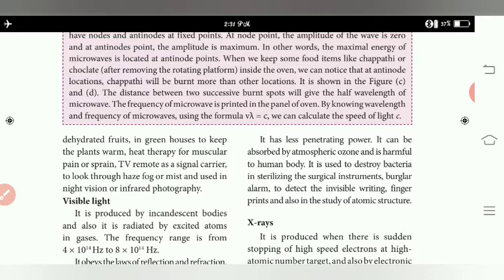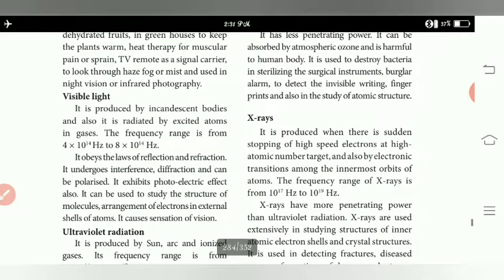Visible light is produced by incandescent bodies and is also radiated by excited atoms in gases. The frequency range is from 4 into 10 power 14 hertz to 8 into 10 power 14 hertz. It obeys the laws of reflection and refraction. It undergoes interference, diffraction and can be polarized.